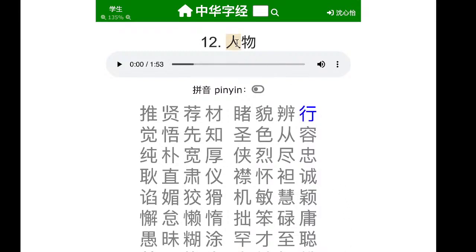人物. 人物 means character. Like you would call the characters in a book, like a work of fiction. But here we're talking about character traits that people may have.